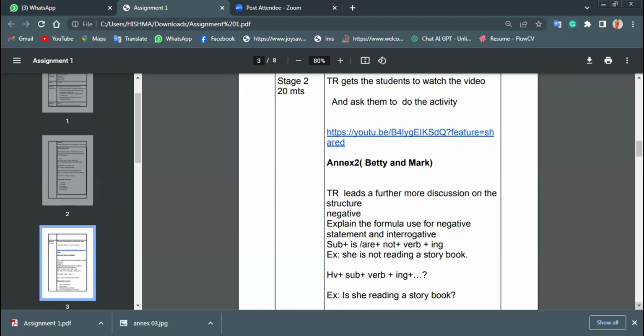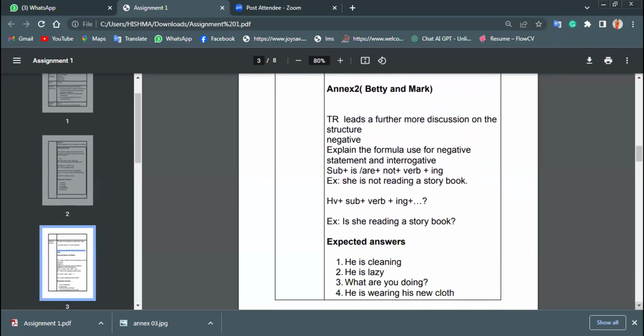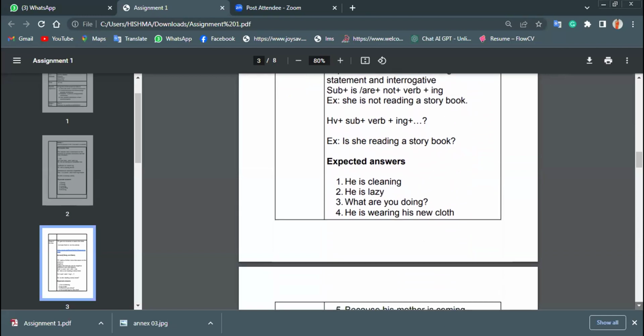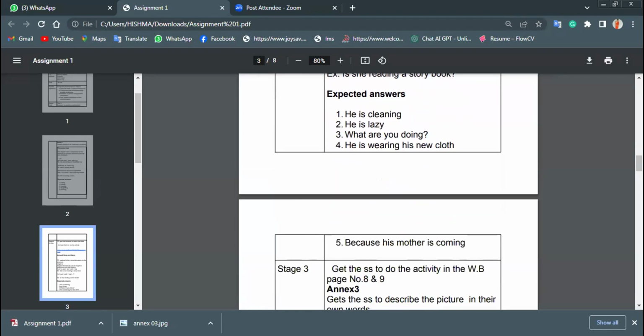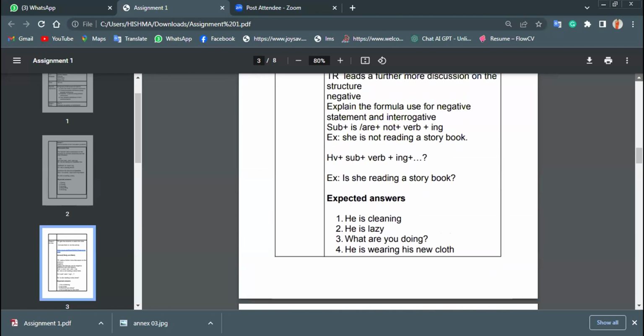Then the teacher leads a further discussion on the structure, negative and the interrogative form. I have given the formulas for that. And that is the exact answer for the activity, I think. He is cleaning, he is lazy. What are you doing? He is wearing his new clothes. So these are the accepted answers.